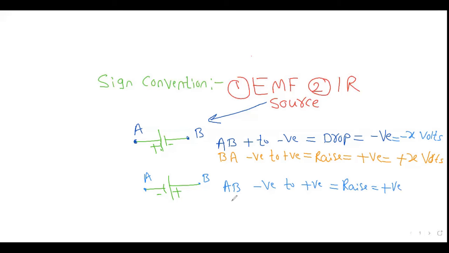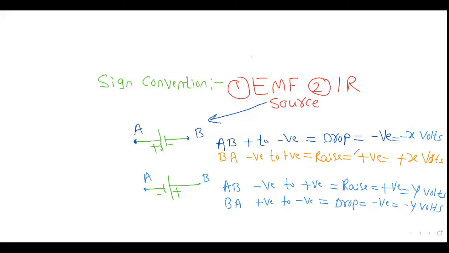Now for the same battery, if I move from B to A, I am moving from positive to negative. Whenever I move from positive to negative, it will always be a drop, so it will always be negative. In this case it will be, say, plus Y volts, and for the second case it will be minus Y volts. In each of the notations, X and Y could be any arbitrary voltages.